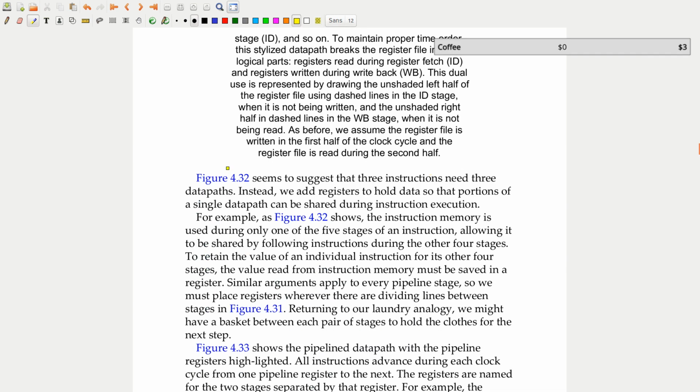So what does figure 4.32 suggest? It seems to suggest that 3 instructions need 3 data paths. Instead, we add registers to hold data so that portions from a single data path can be shared during instruction execution. For example, 4.32 shows the instruction memory is used during only one of the 5 stages of the instruction, allowing it to be shared by the following instructions.